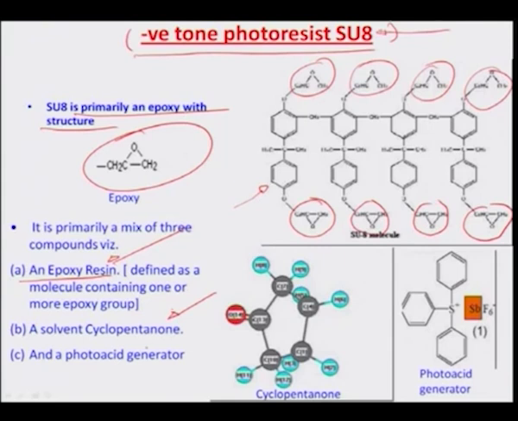And then there is a photoacid generator. So, you have a mixture of the epoxy resin, a solvent, in this case cyclopentanone, and a photoacid generator. What this photoacid generator does is it produces a weak acid, a Lewis acid. It will produce an H plus ion, or a hydrogen ion, or a proton on exposure to light. The moment this H plus is created, there is a chain of reactions in the zone where this H plus is released.